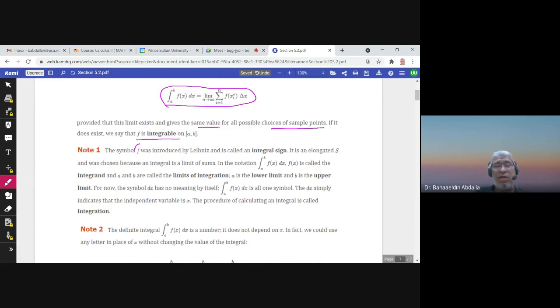This is the integral sign. A and b are the limits of integration. A is the lower limit, b is the upper limit. dx is a symbol inside the integration, and it means that we are integrating with respect to x. So x is the independent variable. The process or the procedure of calculating an integral is called integration.